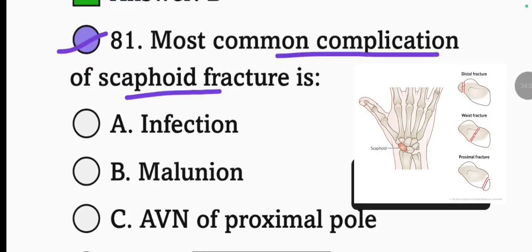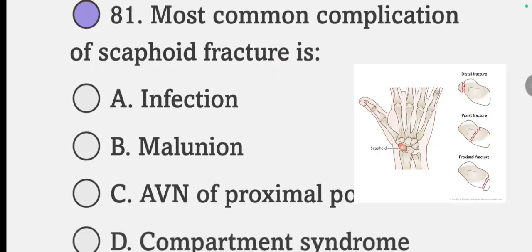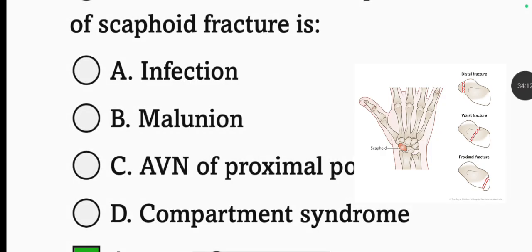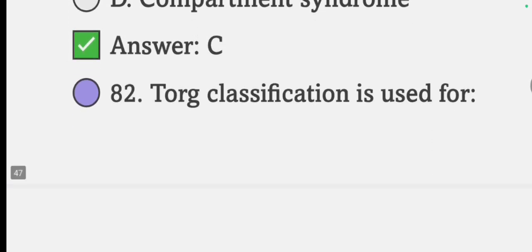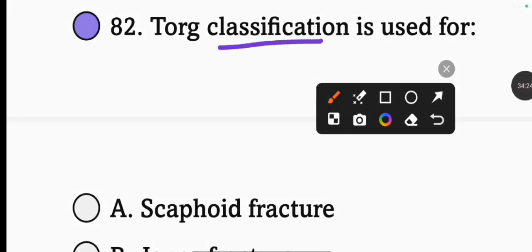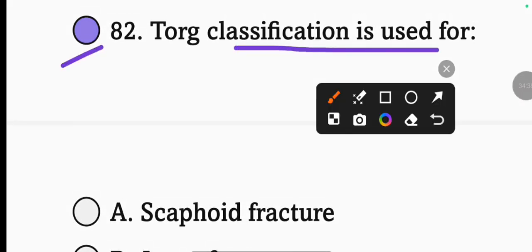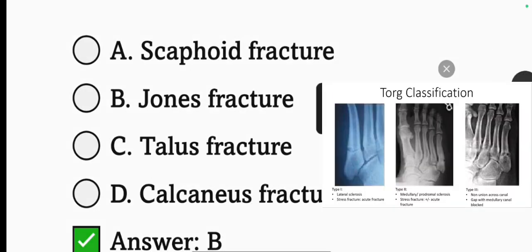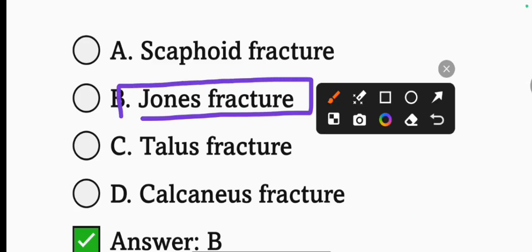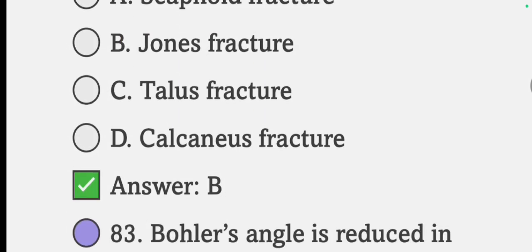Most common complication of scaphoid fracture is AVN of the proximal pole, due to loss of blood supply in the proximal fragment. So the C option given is the correct option: avascular necrosis. Now come to Torg classification, which is very important. Torg classification is used for, actually very important for fifth metatarsal fractures: Torg classification describes acute Jones fractures, delayed union and non-union. So the B option given is the correct option. Jones fracture is basically at the base of the fifth metatarsal. Okay, so the B option is correct.